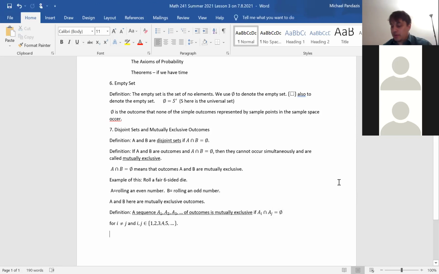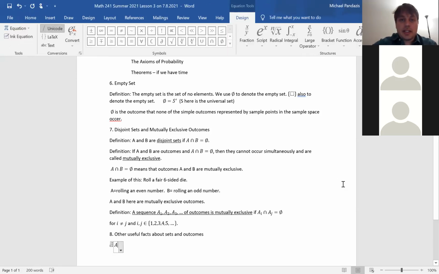All right, so another, okay, good. So that was 7. So 8 is other useful facts about sets and outcomes. Okay, so A union B is equal to B union A. And also A intersection B is equal to B intersection A.